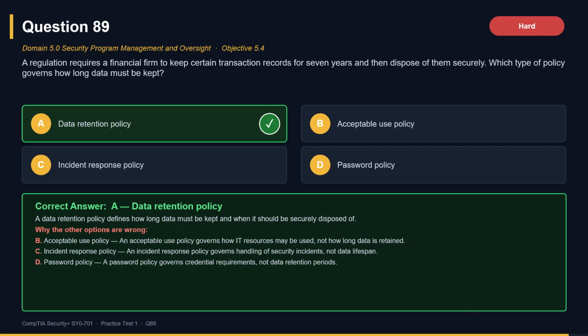Now, why the other options are wrong? Acceptable use policy is incorrect. An acceptable use policy governs how IT resources may be used, not how long data is retained. Incident response policy is incorrect. An incident response policy governs handling of security incidents, not data lifespan. Password policy is incorrect. A password policy governs credential requirements, not data retention periods.